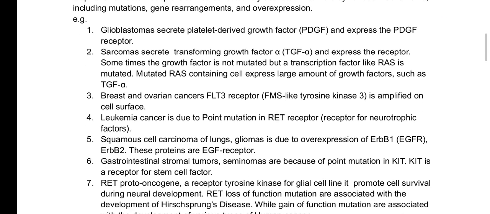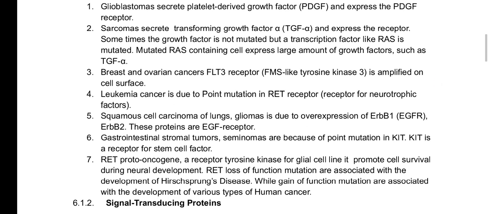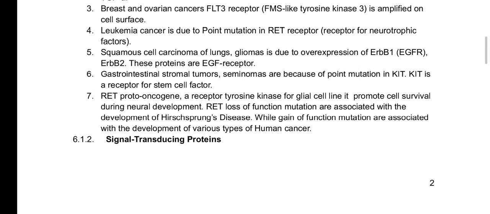So, glioblastomas secrete platelet-derived growth factor (PDGF) and express the PDGF receptor. Sarcomas secrete transforming growth factor TGF alpha and express the receptor. Sometimes the growth factor is not mutated, but a transcription factor like RAS is mutated. Mutated RAS containing cells express large amounts of growth factors such as TGF alpha. In ovarian cancers, the FLT3 receptor, FMS-like tyrosine kinase 3, is amplified on the cell surface. Then leukemia cancer is due to point mutation in the RET receptor for neurotrophic factors.